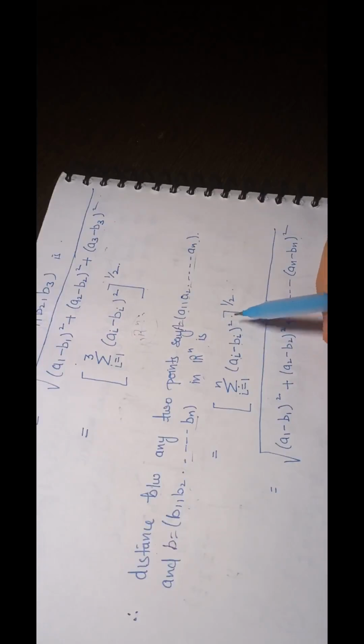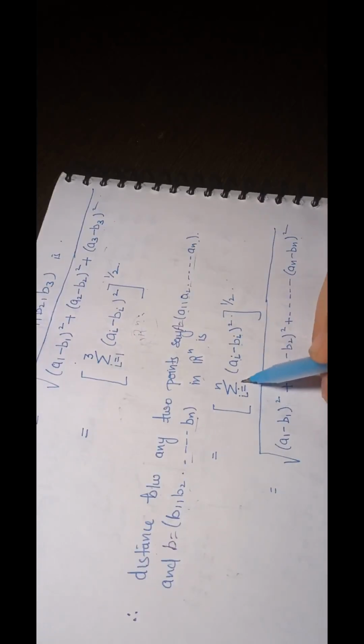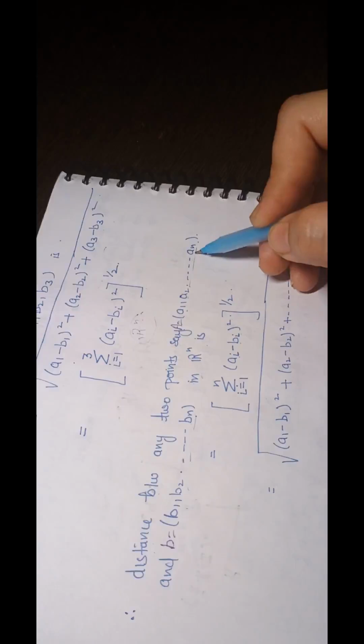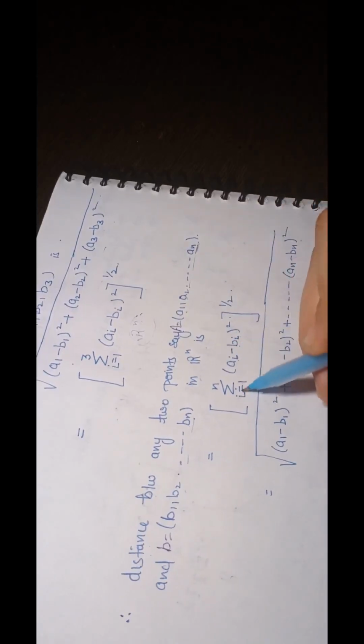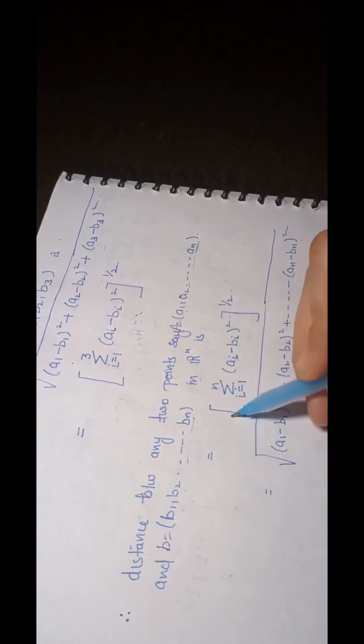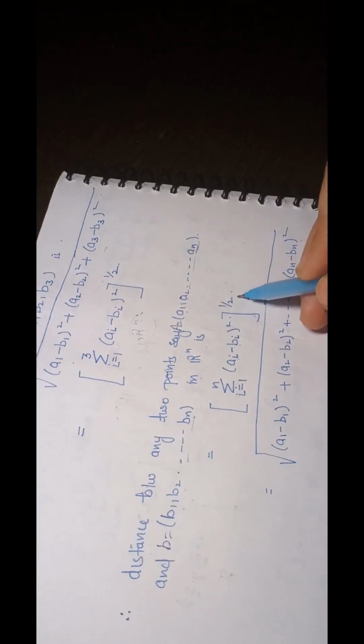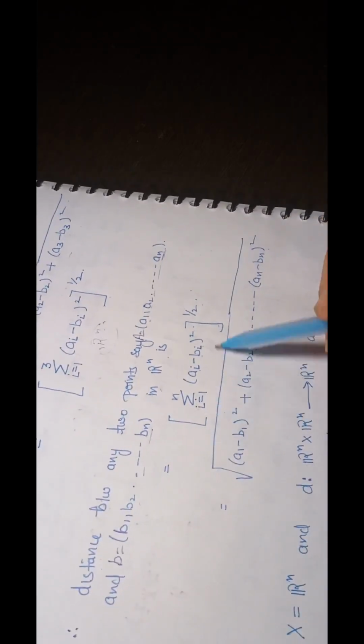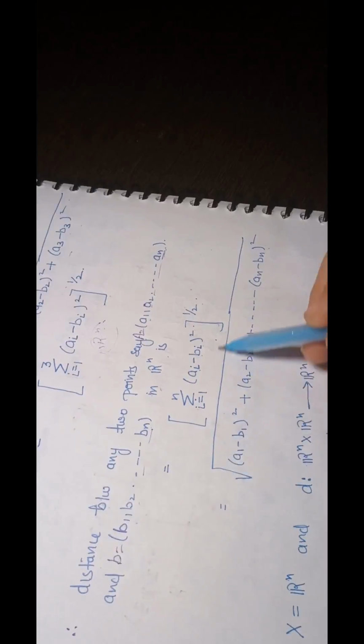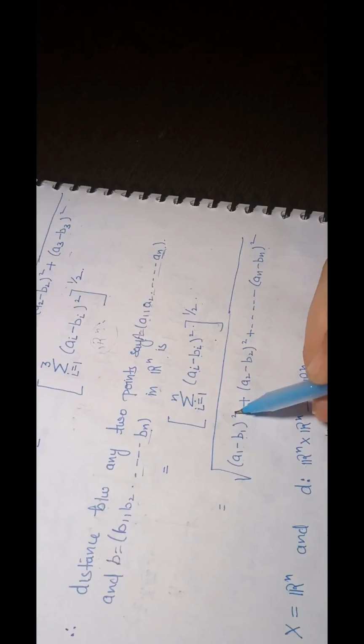The summation of ai minus bi squared, where i varies from 1 to n. The coordinates are going up to n, so i is varying from 1 to n, and for the root I have used the power half. If I expand it, what will I get? That is the square root of, for i equal to 1, a1 minus b1 squared, for i equal to 2, I have a2 minus b2 squared, and for i equal to n, similarly I have an minus bn squared.